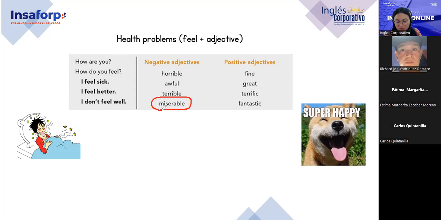Enfermedades, por supuesto. That you may feel miserable. Es a negative adjective. Yes, Carlos. The COVID, probably. Miserable. Yeah. You know, I didn't experience that. Yo no sentí, nunca viví el COVID. Yo sí, pero no me dio tan fuerte, entonces por eso no es miserable. Total, probably horrible, right? Probably.